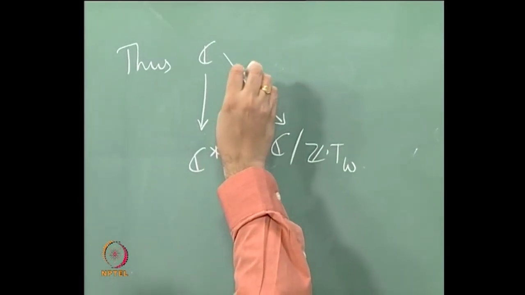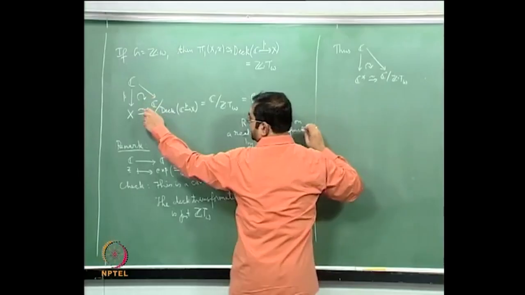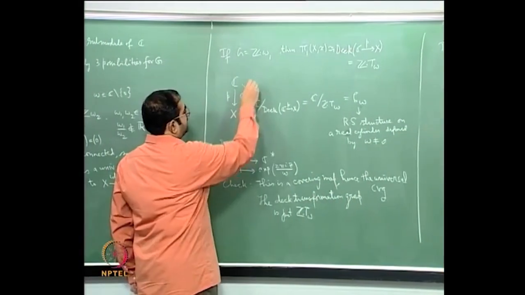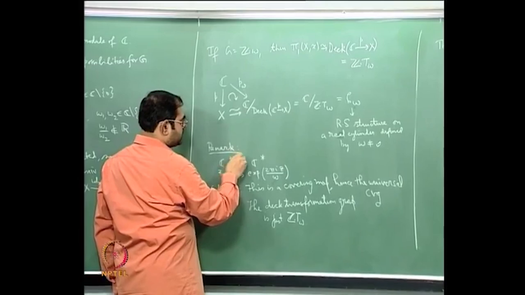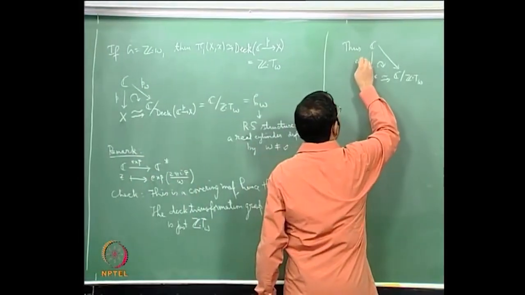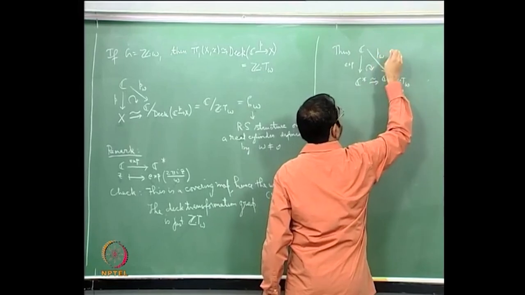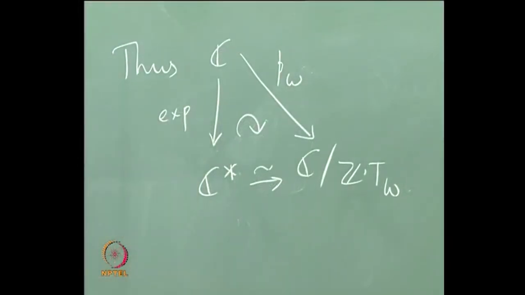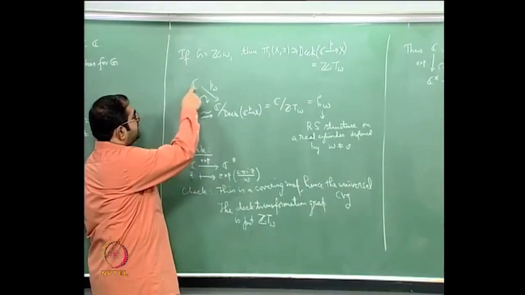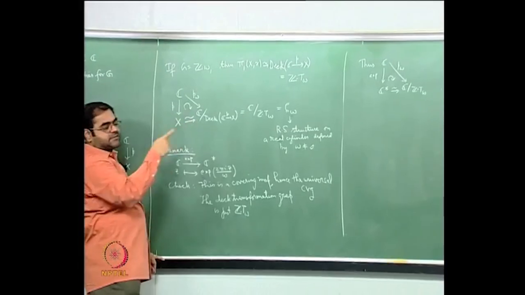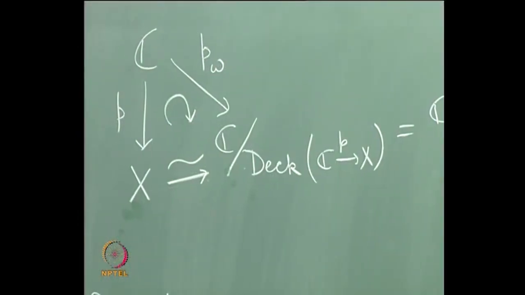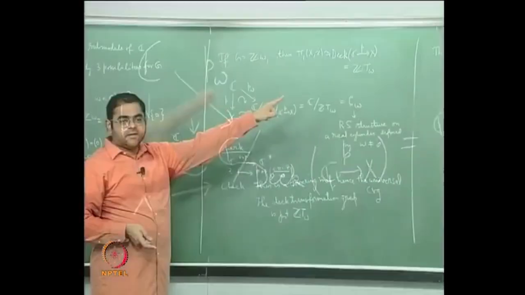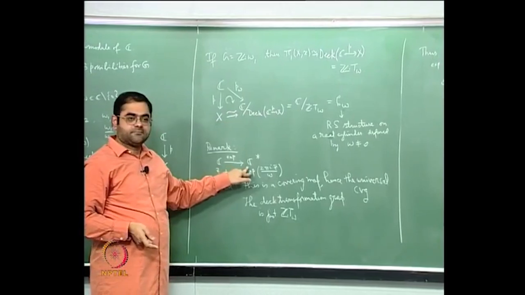This is our map, let me call this p sub omega, and if I call this map exp, so this is still exp and this is p sub omega. What these two diagrams together will tell you is that X is actually not only homeomorphic but holomorphically isomorphic to C star, and that this universal covering C to X is the same as the universal covering C to C star.